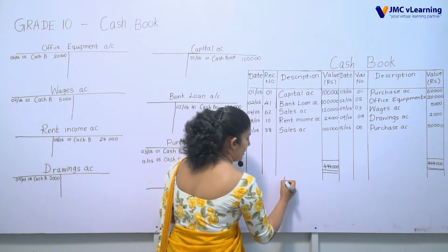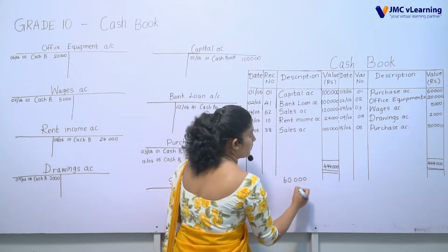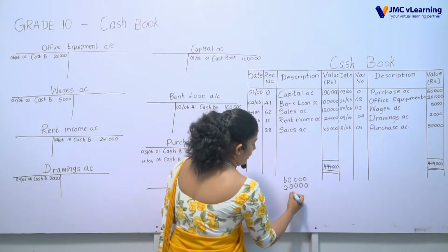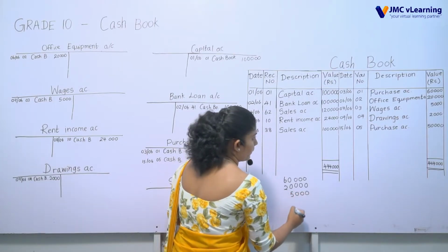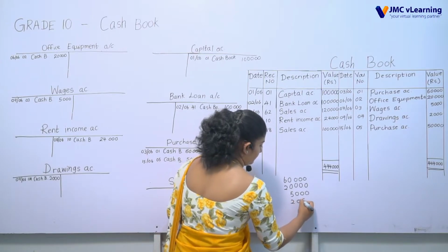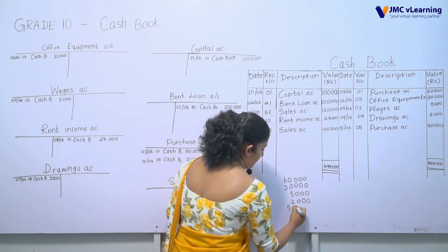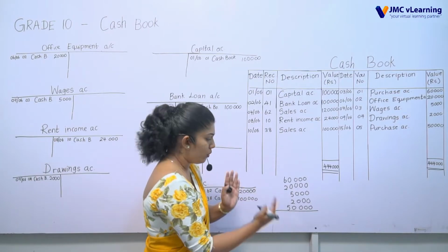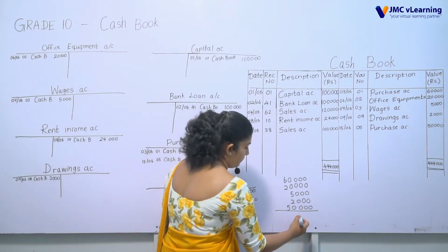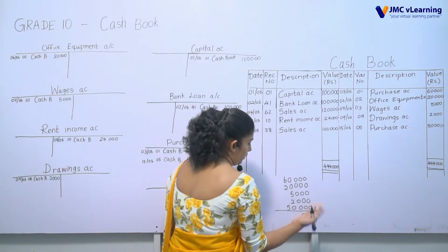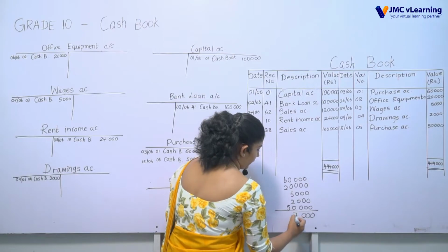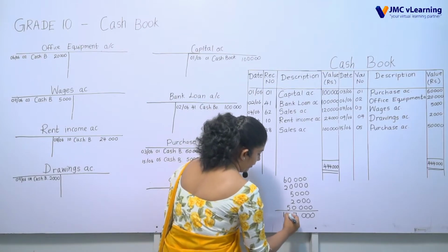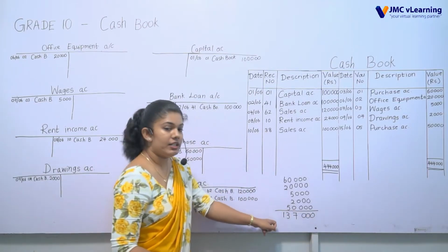So we have 60,000, 20,000, 5,000, 2,000, and 50,000. You have to record it like this with separate digits and take the addition. Let's see. Thousands we can directly put, there is nothing. Here 7, 6 plus 2, 8, 8 plus 5, 13. We get the total of 137,000.